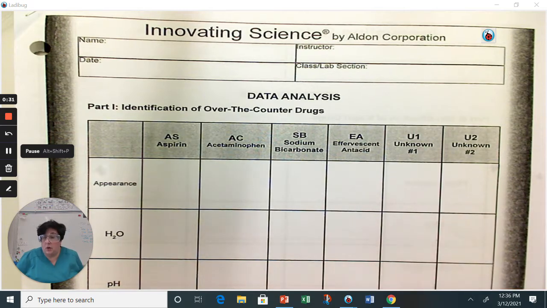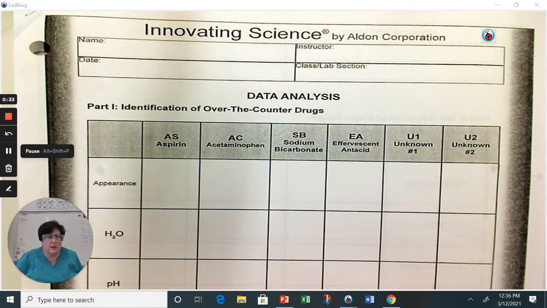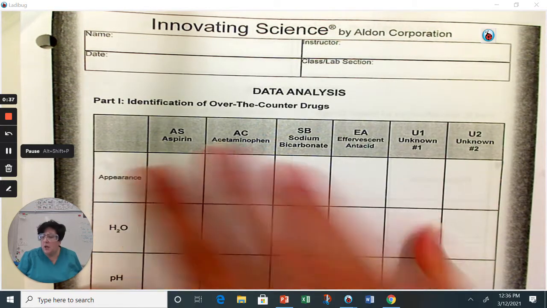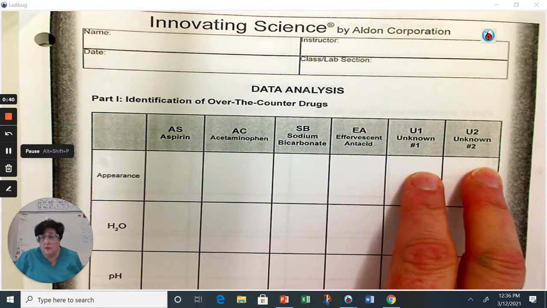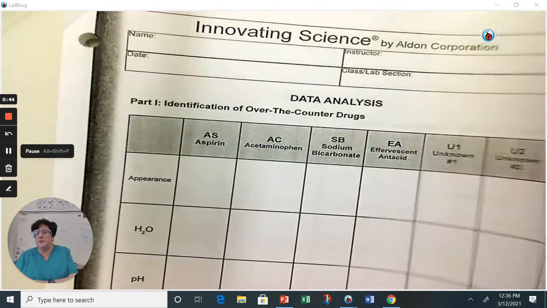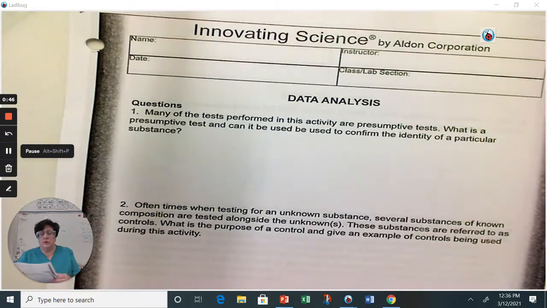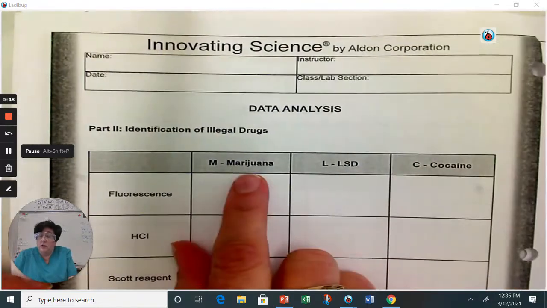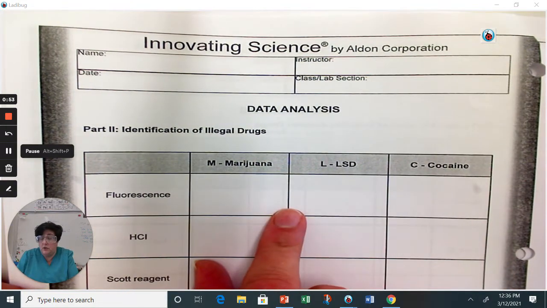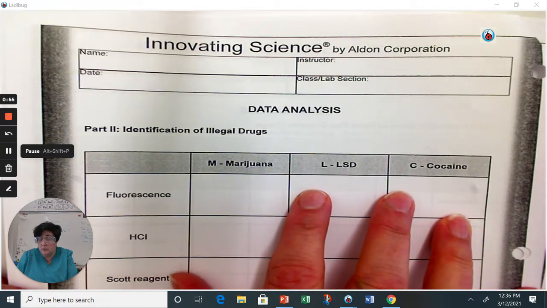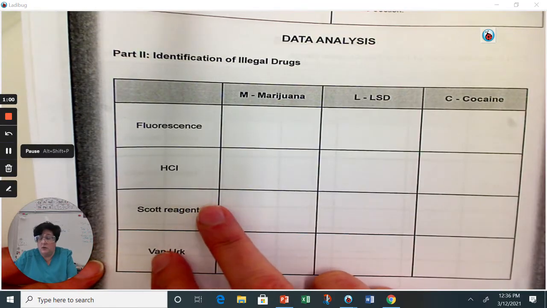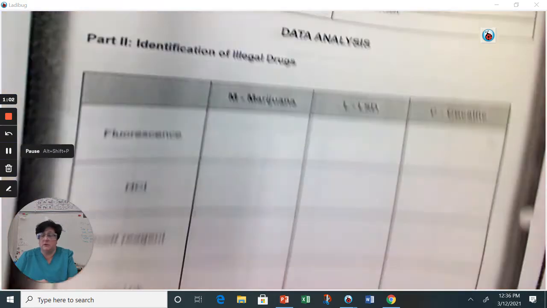So this is a more comprehensive lab. The other one we did was just over-the-counter substances. So this is going to build. We're going to look at over-the-counter substances again, this time with 2 unknowns you have to identify instead of just 1. And then we're going to go from over-the-counter material. In a part 2, we will do illegal drug analysis, getting the data for and filling in the description for the tests on the illegal drug analysis.